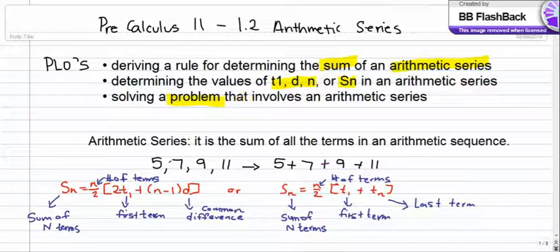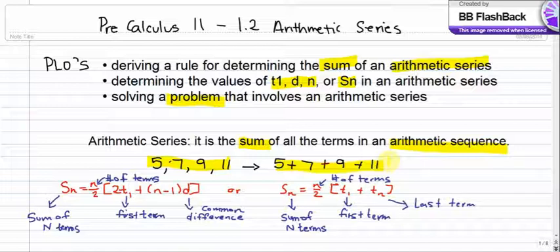Let's start off by asking what an arithmetic series is. It's basically the sum of all the terms in an arithmetic sequence. The key word is sum. We've done arithmetic sequences last section, where we learned about patterns where you add or subtract the same number each time, and we tried to find different terms. But in this section, you're just trying to find the sum of all these terms, so it becomes 5 plus 7 plus 9 plus 11.